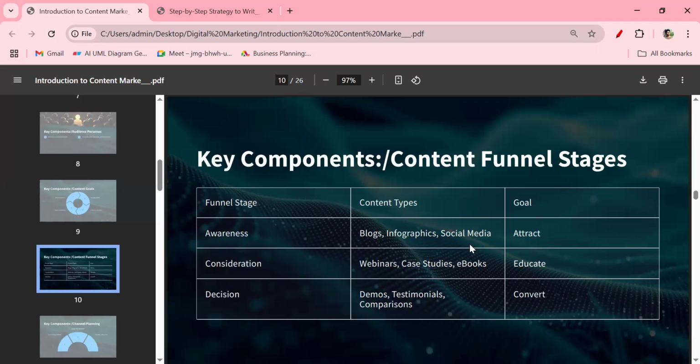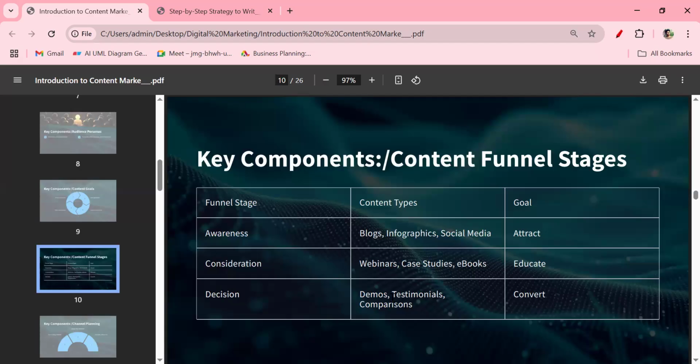Okay, so from there we can attract them, and after attracting, we can push towards the webinar, case study, and ebooks. So to educate themselves, we can launch ebooks and case studies, and also we can provide demos, testimonials, and comparison.